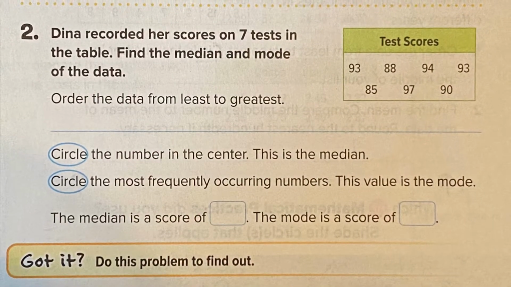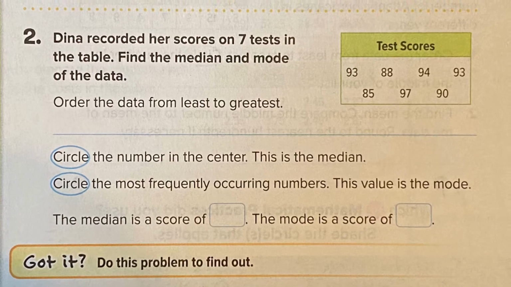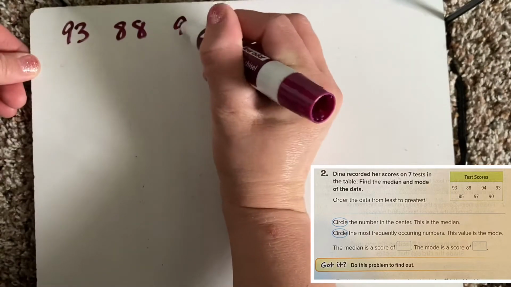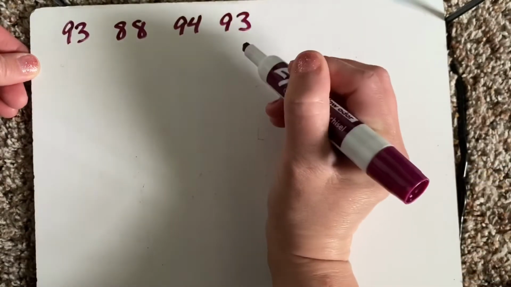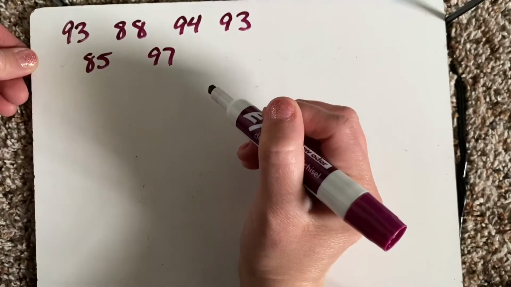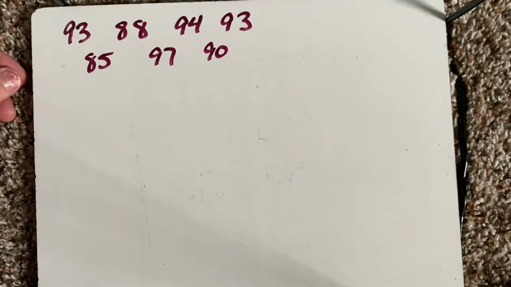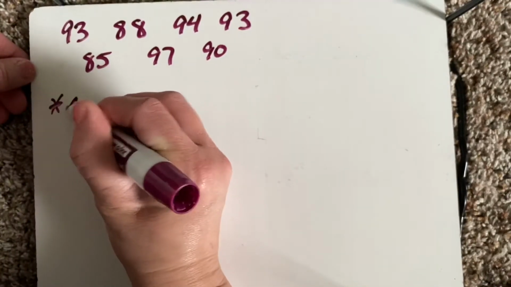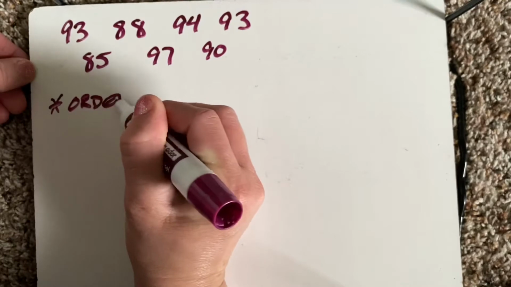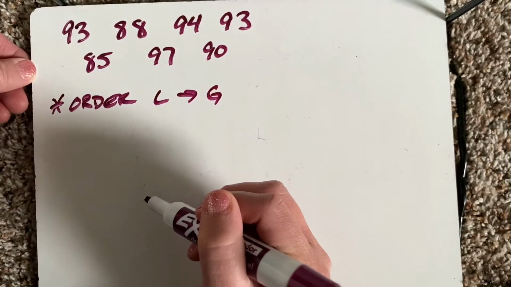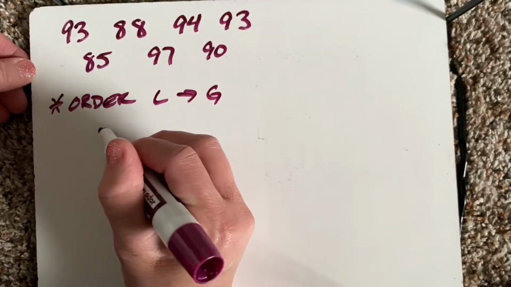Okay, example 2 says Dina recorded her scores on 7 tests in the table. Find the median and the mode of the data. So again, I'm going to list out my data. I'm going to list out these scores just so it wraps my head around a little better when I actually write the scores down myself. The next step that I'm going to take is to put those in order again from least to greatest. So I'm going to write all of my data points in order from least to greatest.